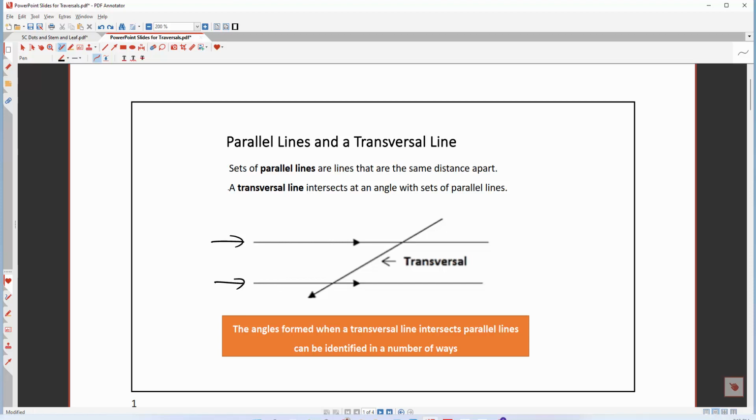Now, what is a traversal? A traversal line intersects at an angle with sets of parallel lines. So this is an example of a traversal, and this is another example of a traversal. This is an example of a traversal. These lines intersect with the set of parallel lines.